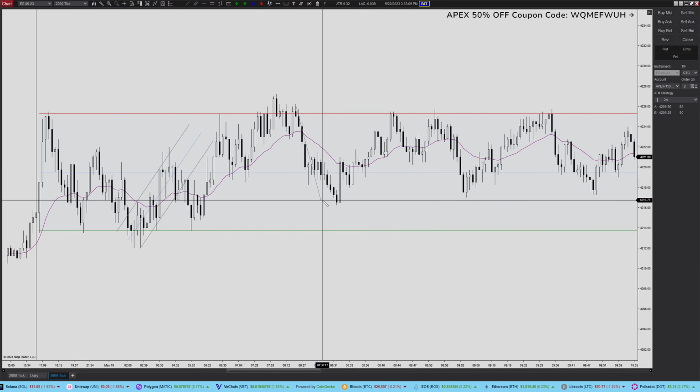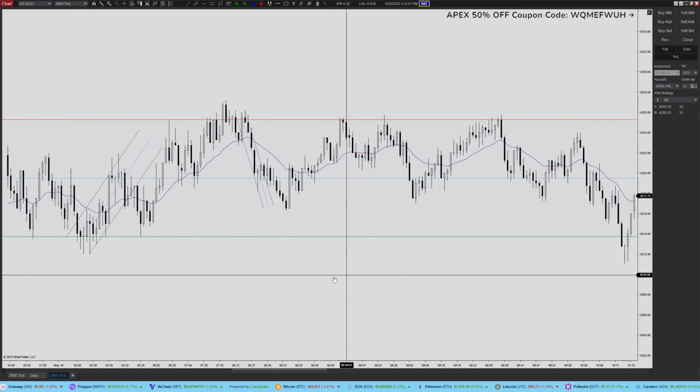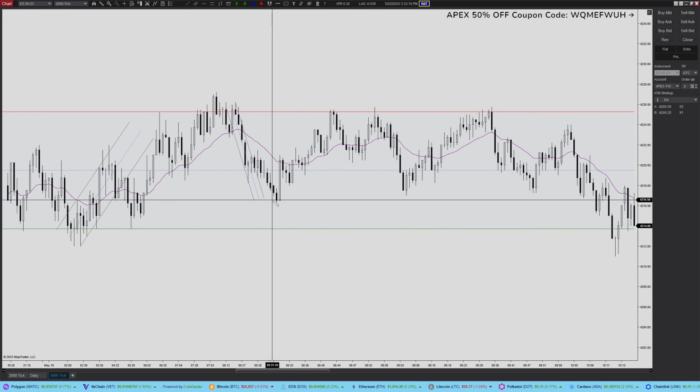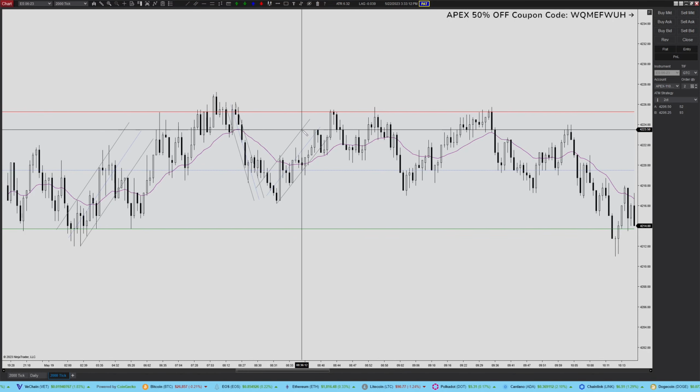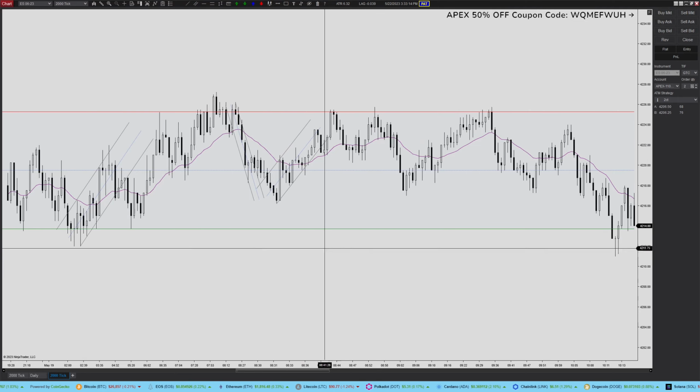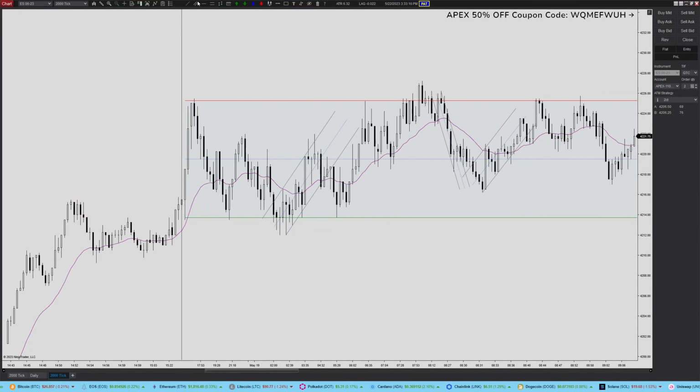For example, something like this, we have a break to a new low, and then of course something like this, we have a break to a new high basically. And of course, same thing here.